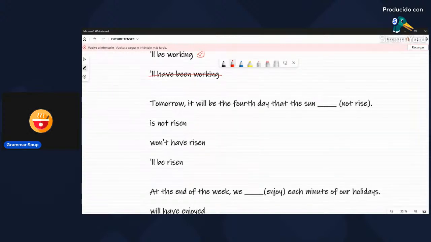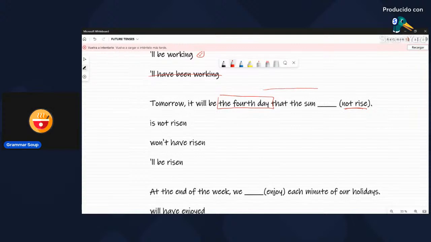So we have the next one. It says tomorrow it will be the fourth day that the sun, and then we have not rise. So we have is not rising, won't have risen, I'll be rising. What do you think? It will be the fourth day that the sun. This person is giving us a reference that tomorrow is a point in time.